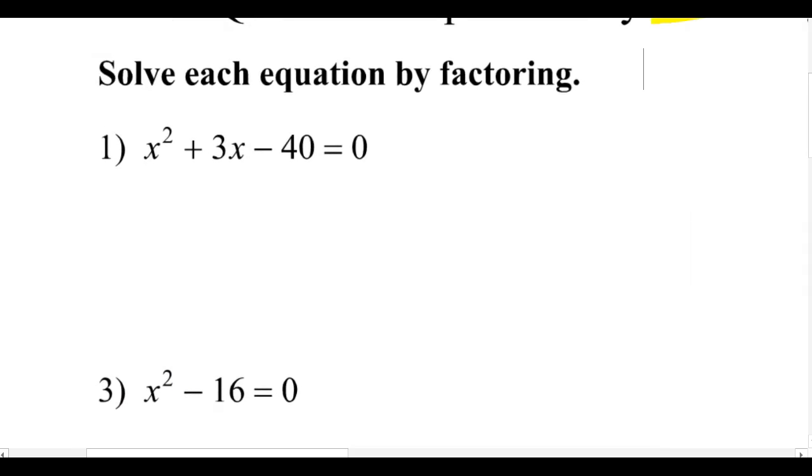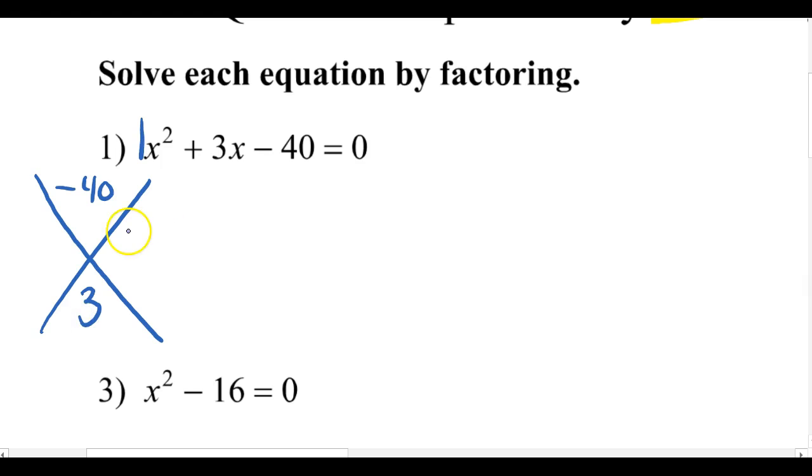So let's factor it first. Remember, if the first number is 1 in front of that x squared, all I have to do is use the x. The top number is the first number times the last, which is 1 times negative 40, which is just negative 40. And the number on the bottom is the middle number, 3.